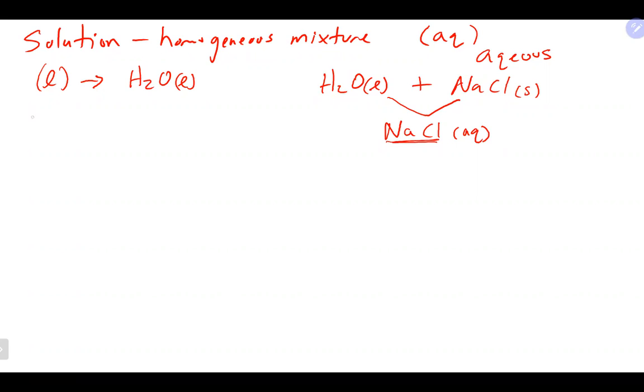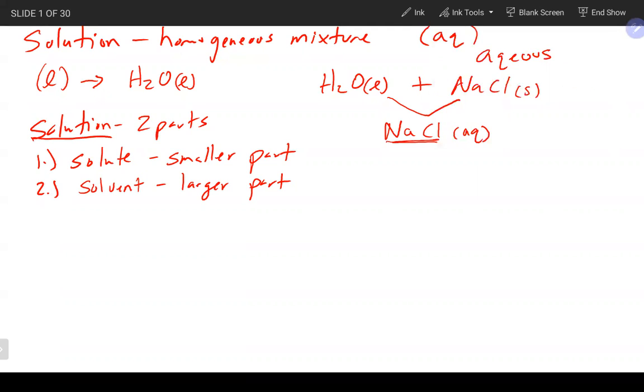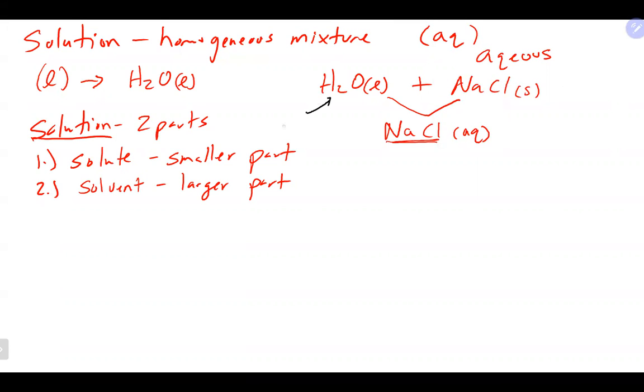So when we do have a solution, there are two parts to a solution. One part is what is known as the solute, and that is the smaller part of the solution. The other part of the solution is the solvent, which is the larger part of the solution. So when you take the solute and the solvent together, you make a solution. In our example with the water and the sodium chloride, the water, which is the larger part, would be our solvent, and the sodium chloride would be our solute.